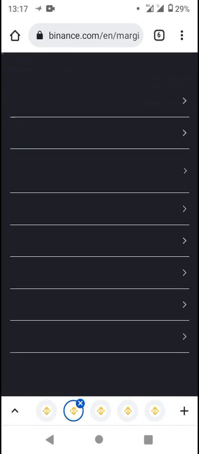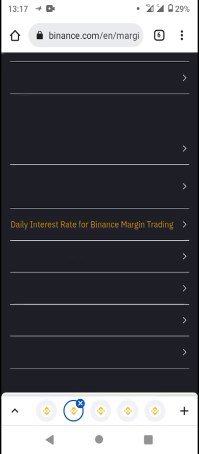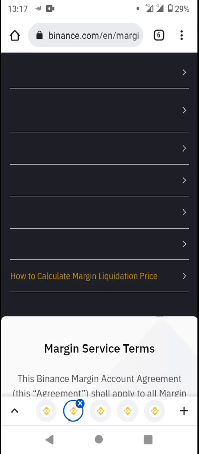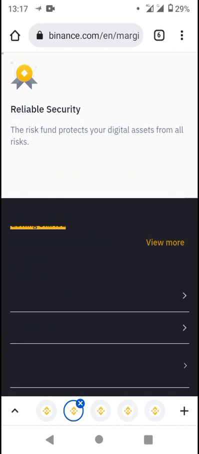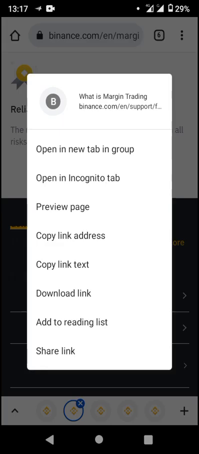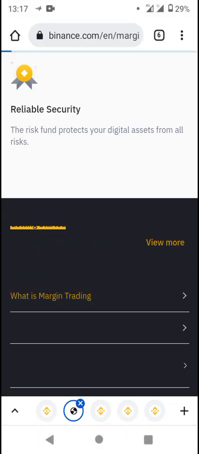Margin trading is also used in stock, commodity, and cryptocurrency markets. There are lots of FAQs here that users can find to understand some more about crypto margin trading in particular.